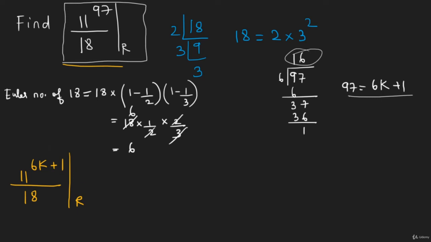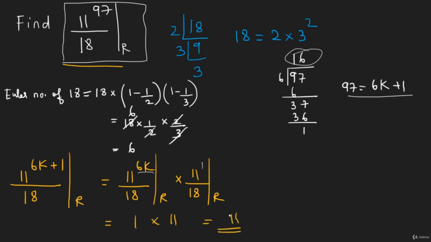So this can be rewritten as 11 to the power 6k by 18 remainder, into 11 by 18 remainder, right? Because 6k plus 1 is written like this, 6k, and this is like 1. Now, as per Fermat's theorem, we know that 11 to the power 6k, when you divide that by 18, gives a remainder of 1, and 11 by 18 will give you a remainder of 11. So your answer is nothing but 1 into 11, or 11. Remember, the thing that you have to check over here is that 11 and 18 are co-prime, right?